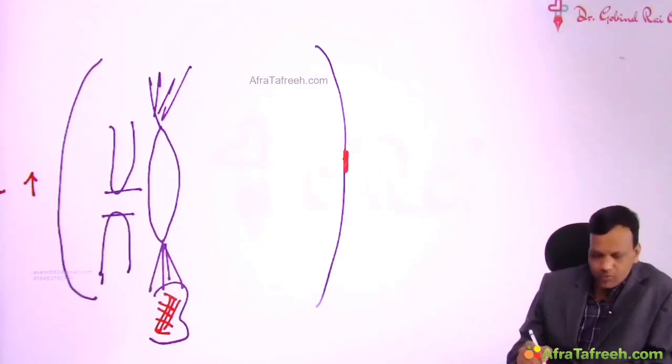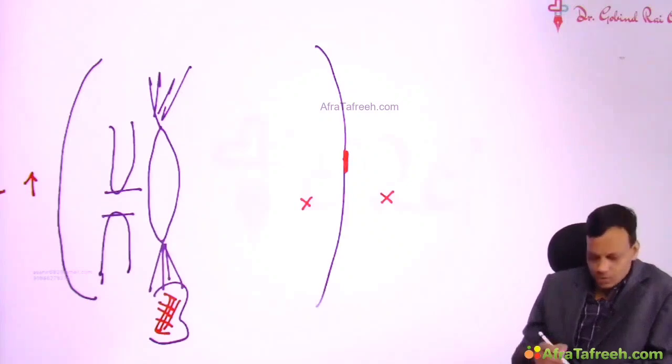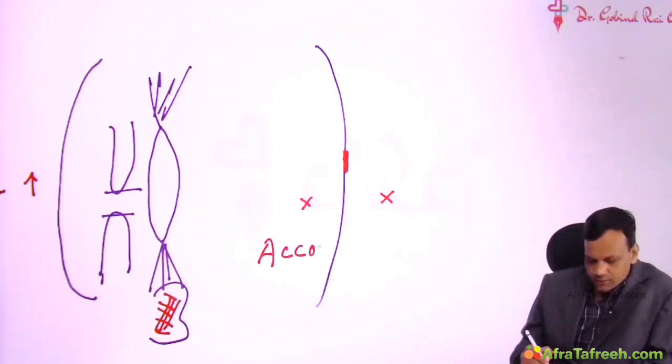Remember, only those objects are seen clearly whose image forms on retina. If the image forms here or here, it will lead to blurring of vision. The object will not be seen clearly. So ciliary muscle contracts and image forms on retina, and this process is called accommodation.